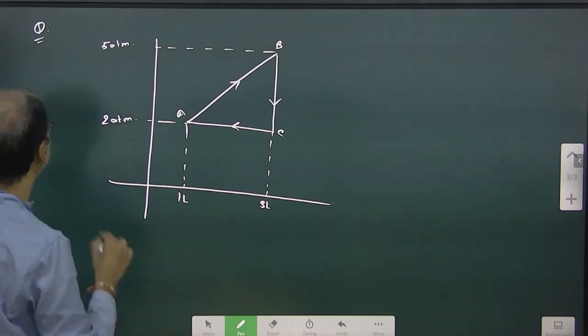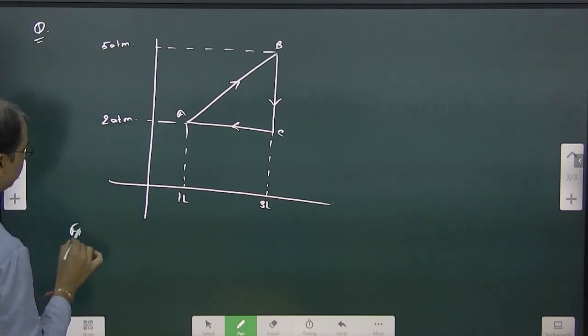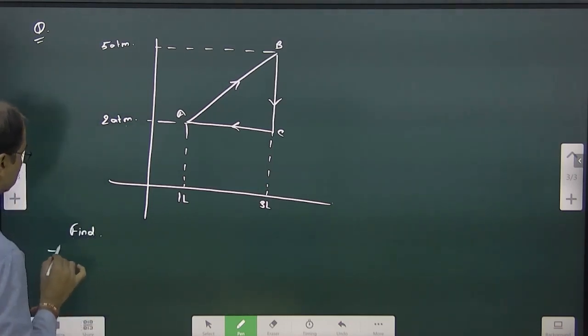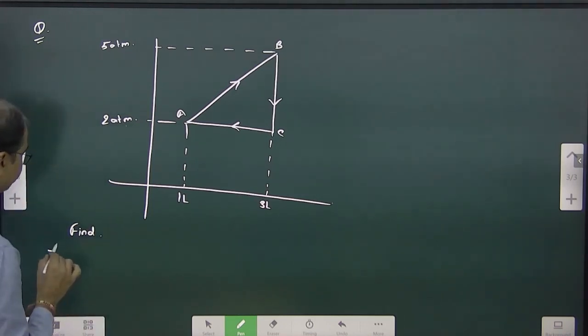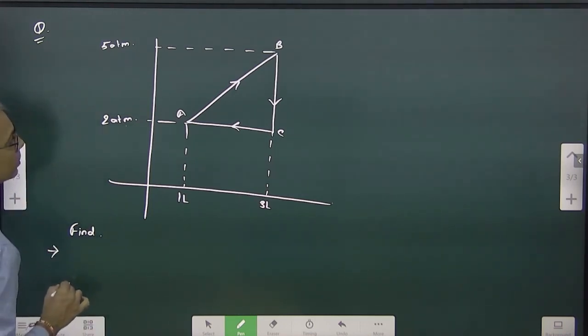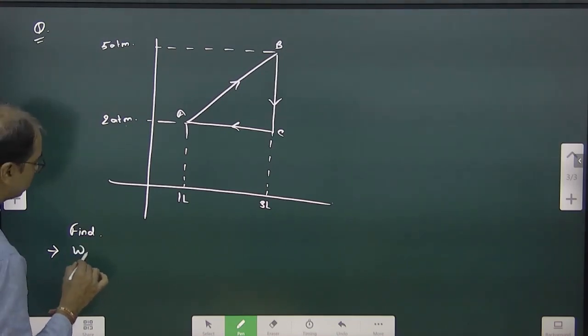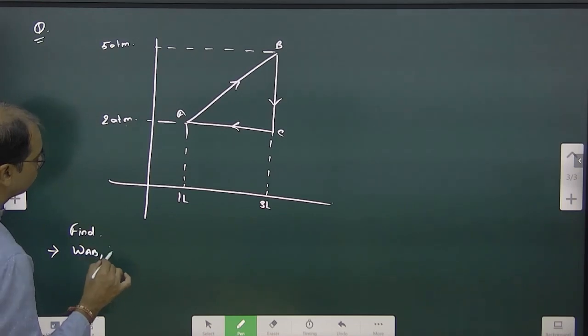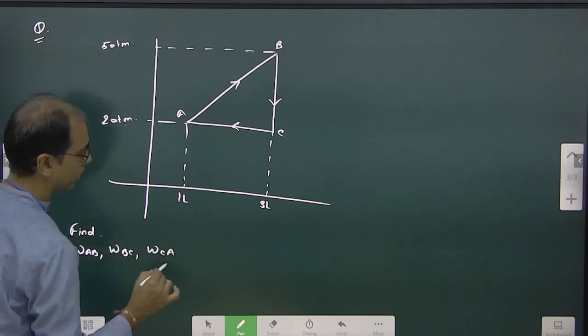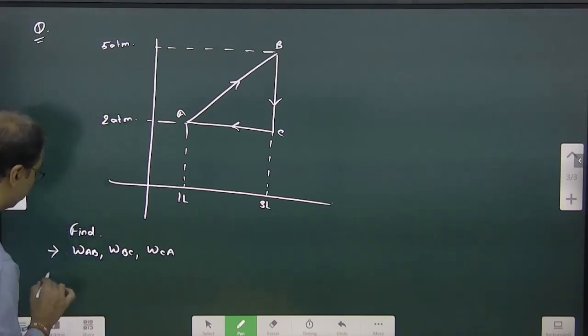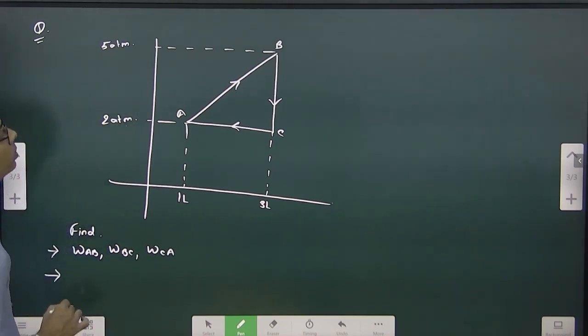What we have to do in the question: find all the things whatever are possible. First, find work done in AB, work done in BC, and work done in CA separately. Then what else can we do?